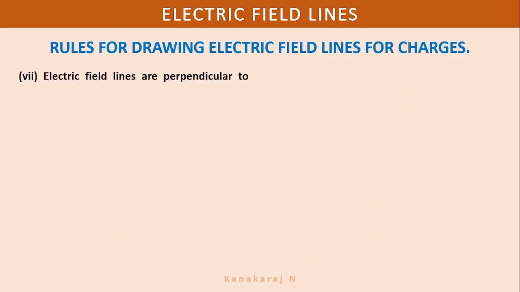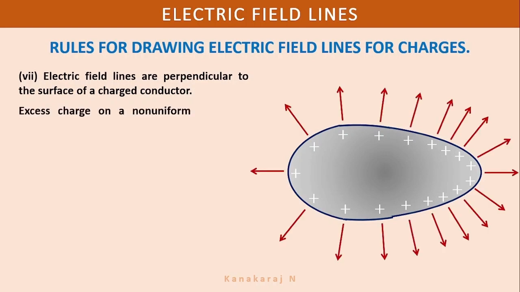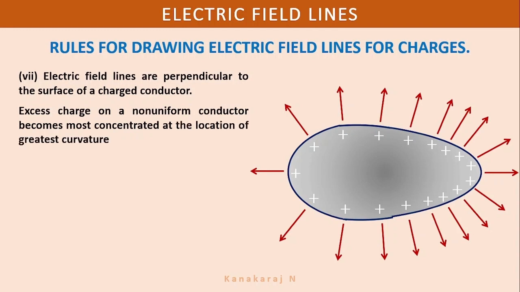Electric field lines are perpendicular to the surface of a charged conductor. Here you have a conductor which is completely charged, which is positively charged. The electric field lines from this charge are perpendicular to the surface.